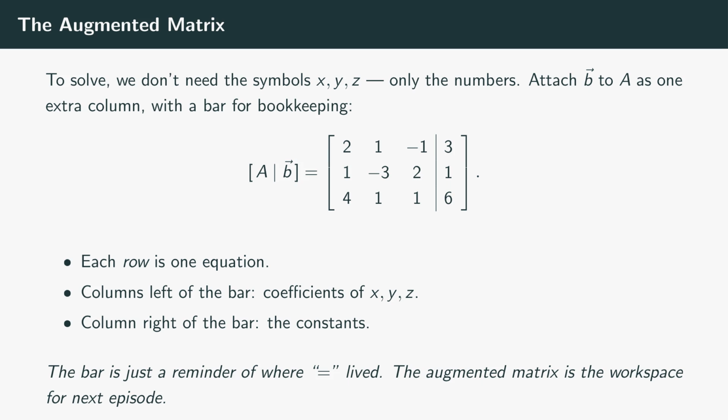Each row of this augmented matrix is one full equation. The columns to the left of the bar hold the coefficients of x, y, and z, and the single column to the right holds the constants. Nothing has been lost. The augmented matrix carries the entire system in pure numerical form. This compact grid is the workspace we will operate on next episode, when we start transforming it row by row to extract the solution.